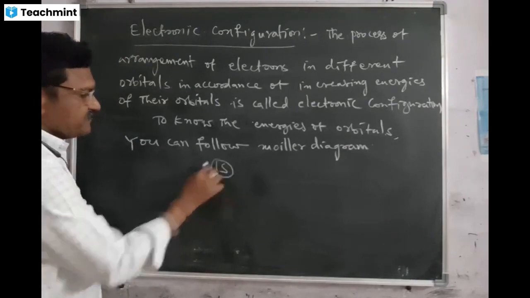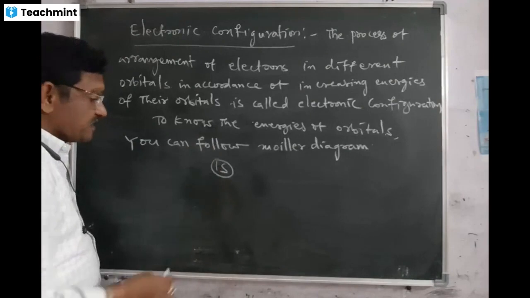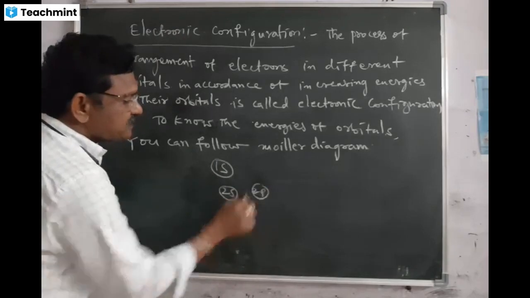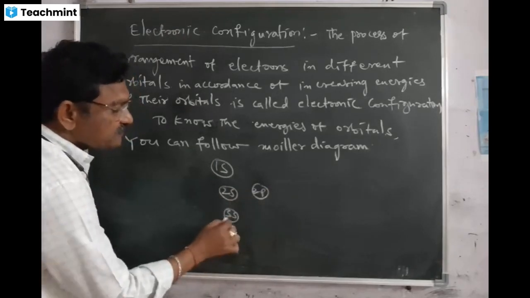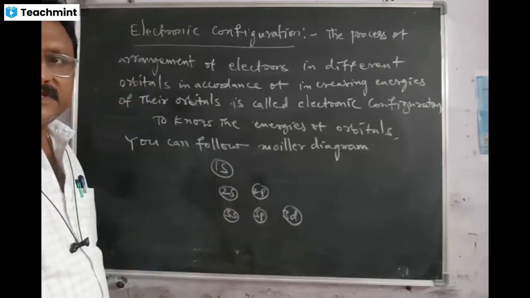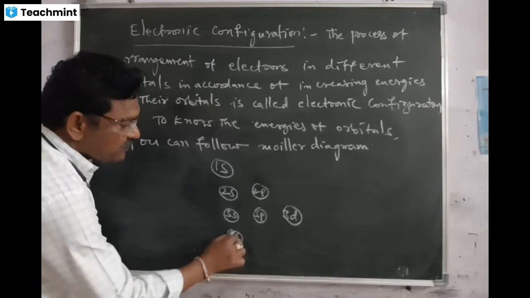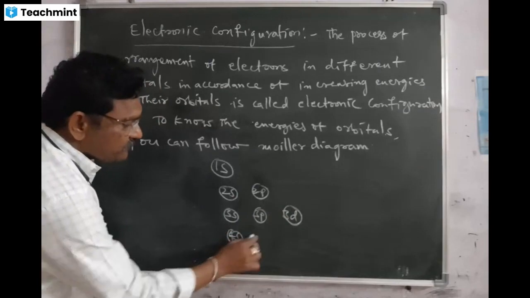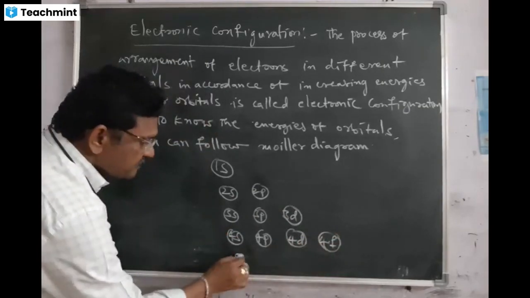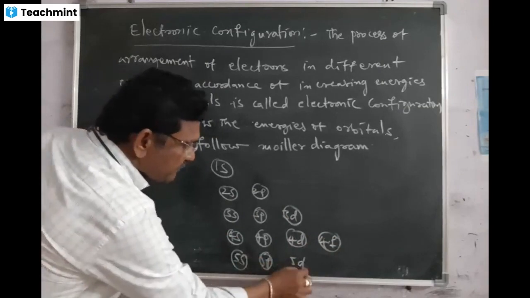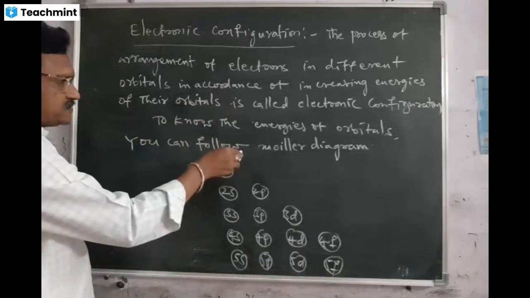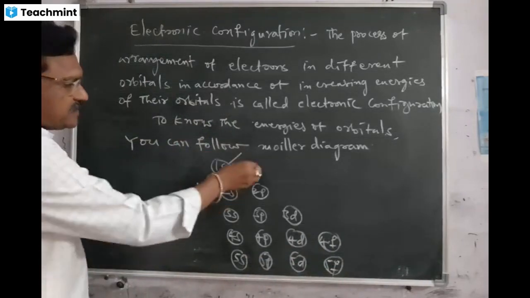See, in the first shell we have the 1s orbital. In the second shell we have the 2s subshell and the 2p subshell. In the third shell we have 3s, 3p, 3d. Then in the fourth shell we have 4s, 4p, 4d, 4f. In the fifth shell we have 5s, 5p, 5d, 5f. While writing this diagram, you can cross over the orbitals like this.